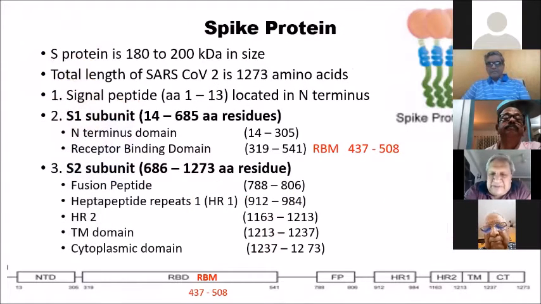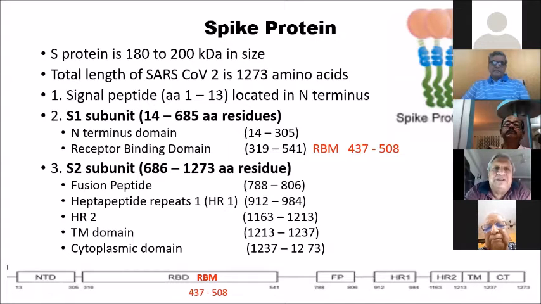The whole sequence of spike protein consists of 1,273 amino acids. And this has two portions, the S1 subunit and the S2 subunit. In the S1 subunit, there is a region which varies from 319 to 541, which is known as the receptor binding domain.